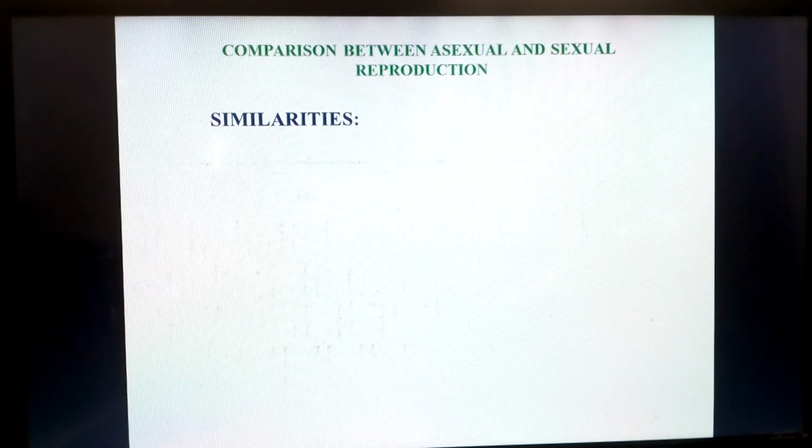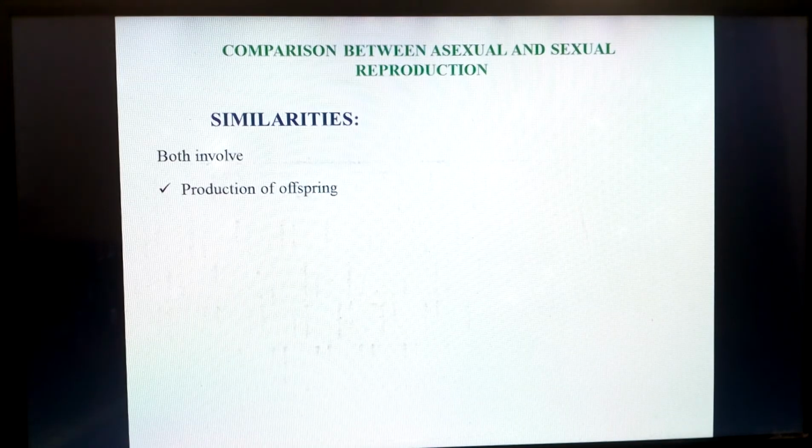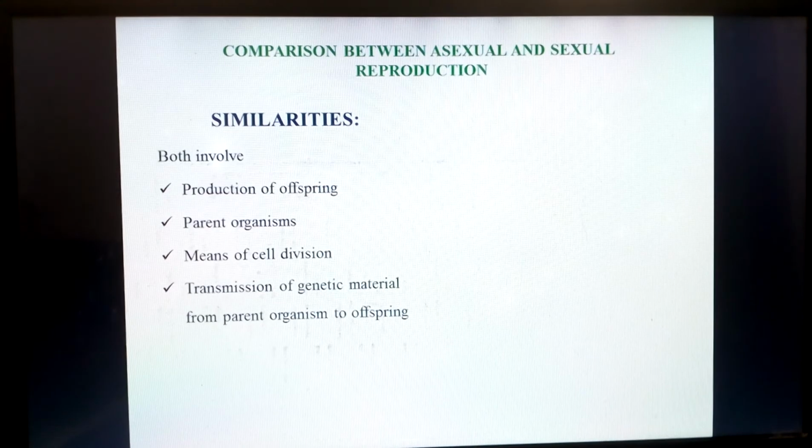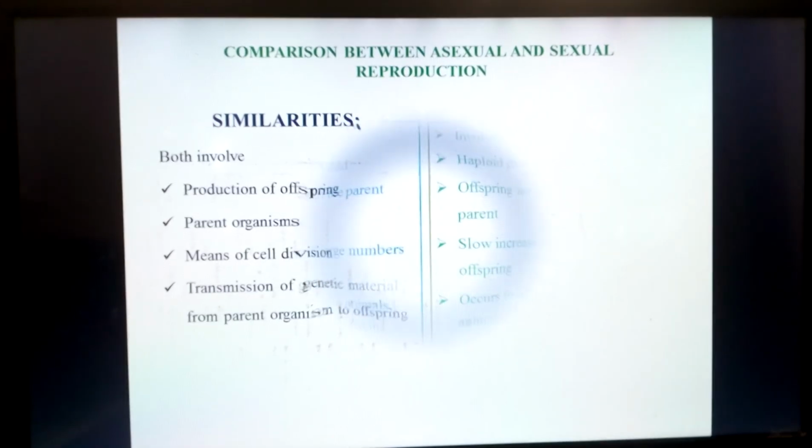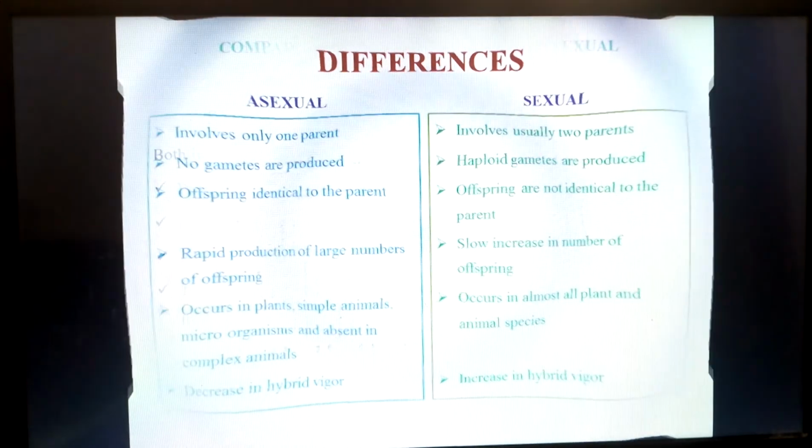And so when we go into a comparison between these two modes of reproduction, we request you colleagues to compare, looking at both similarities and differences. Among the similarities, both involve production of offsprings from parent organisms, both involve means of cell division, which can be mitosis or meiosis depending on which kind of reproduction we are having, and transmission of genetic material from one organism called the parent organism to the offspring, among others.